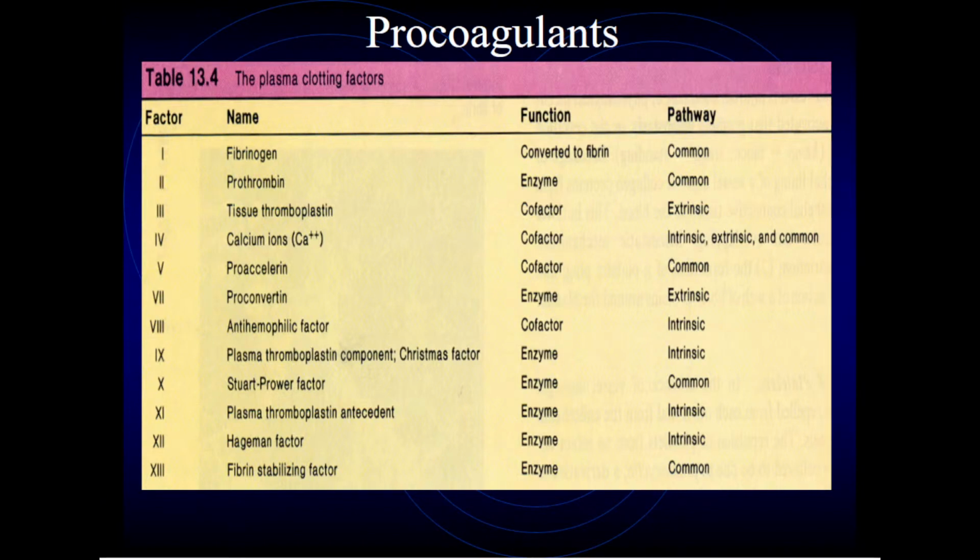Blood does not normally clot within healthy blood vessels. A thrombus is a clot within a blood vessel. Antithrombin 3 inhibits thrombin and activated factor 10, and is potentiated by heparin, a powerful anticoagulant.